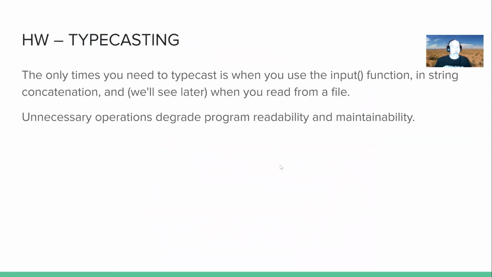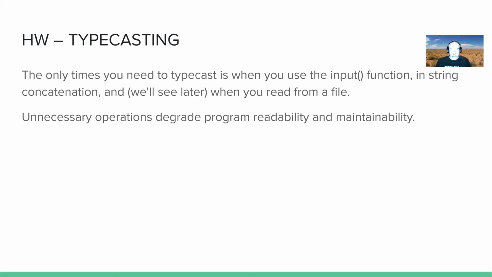Okay, so typecasting, and this is sort of relevant for your homework. The only times you need to typecast, or to cast an object into another type, is when you use the input function. If you're inputting numbers, input will necessarily return a string object, and so you might need to cast it into an int or a float. Or if you're doing a string concatenation and you're trying to concatenate numbers, you'll need to cast them as strings so that you can actually concatenate them properly.